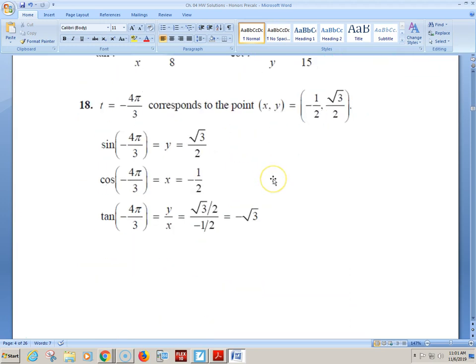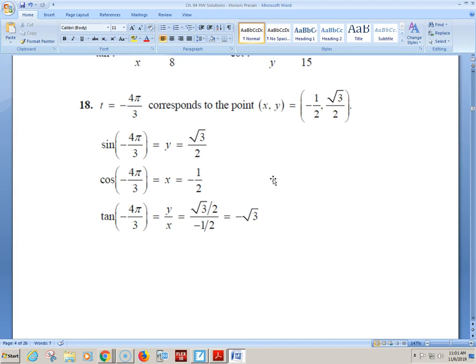Okay, number 18. How did they find it? Can you tell that they're using the circle? They must be locating a spot, and the spot has an x and y, and then they're putting the y in the sine spot, the x in the cosine spot, and the y over x in the tangent spot.